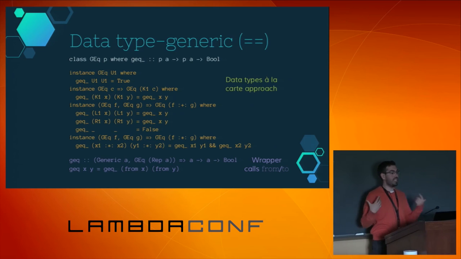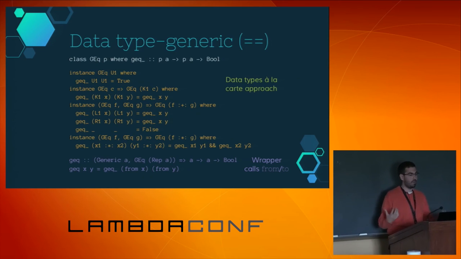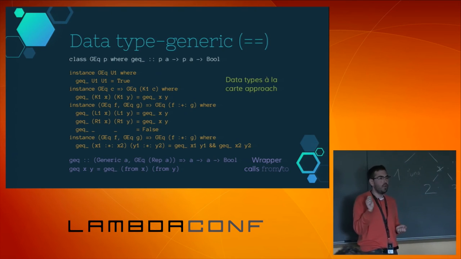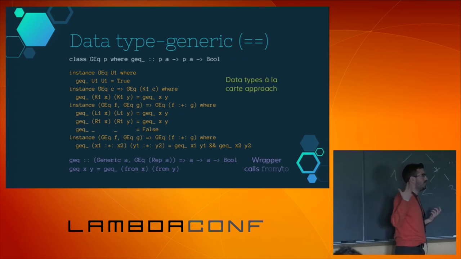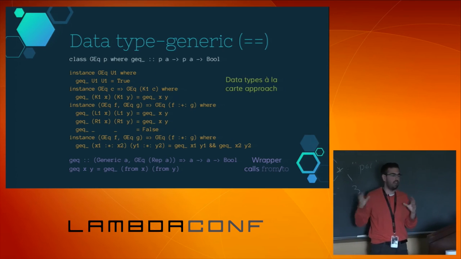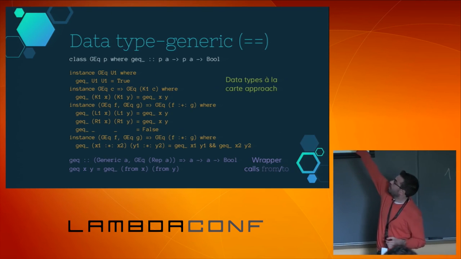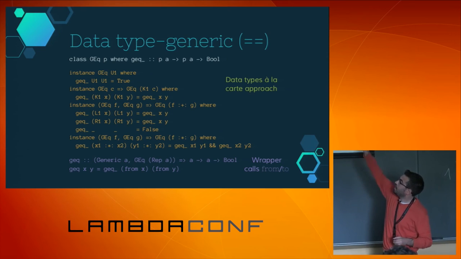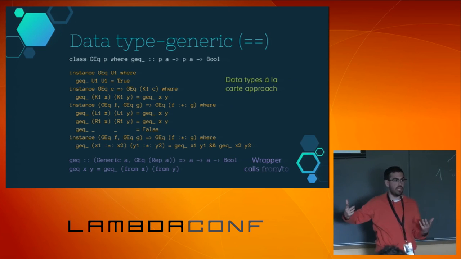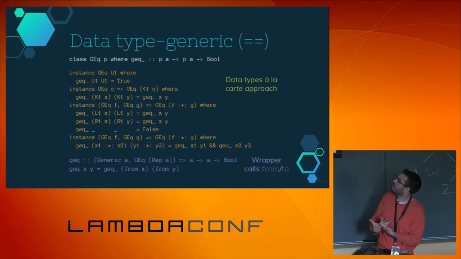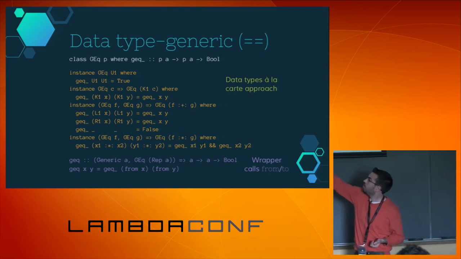Then we can use the same techniques, this data types à la carte approach, to define datatype-generic equality. You have this deriving Eq, which does it for you, but you could have written it directly using this datatype-generic kind of stuff. So this is exactly the same thing. You have to give a type class, and then for each of the possibilities, which now are not any kind of pattern functor, they are our basic pattern functors, U1, K1, plus, and times, you say what you want to do.